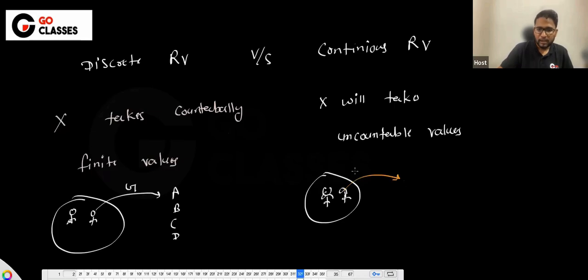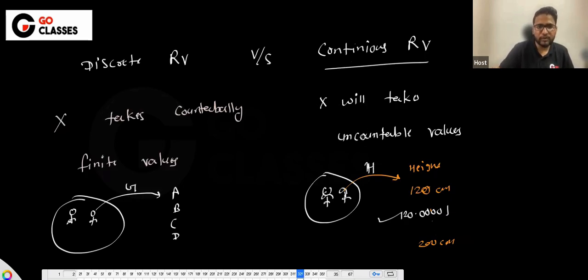If you map every student to height, then this height could be anything, maybe ranging from 120 centimeters to 200 centimeters. I can have any number in between, and 120.00001 is also allowed. If this h is a random variable, then it is a continuous random variable. In the case of continuous, it takes infinite values, actually uncountably infinite values.